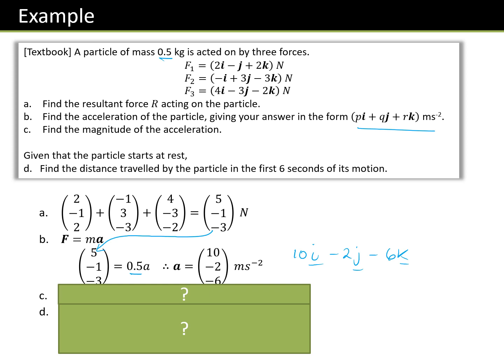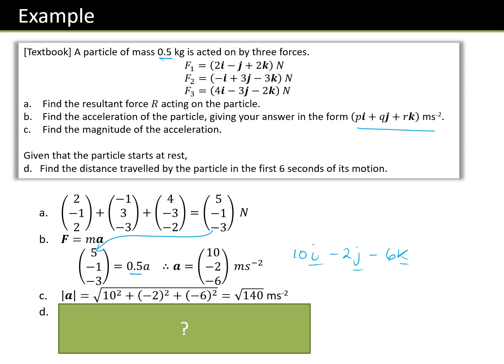And then part C, find the magnitude of the acceleration. We've just got to apply Pythagoras' theorem to find the size of the acceleration. So just squaring all of them over the big square root, 140.